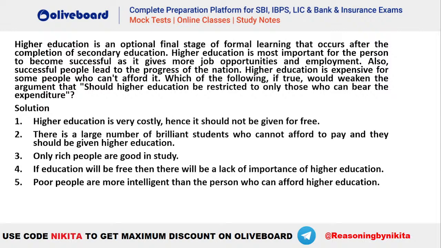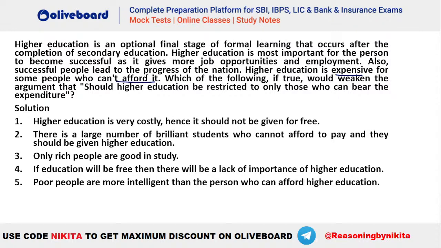Okay, let's see. So it is saying higher education is an optional final stage of formal learning that occurs after the completion of secondary education. Higher education is most important for the person to become successful as it gives more job opportunities and employment. Also, successful people lead to the progress of the nation. Higher education is expensive for some people who cannot afford it, right?